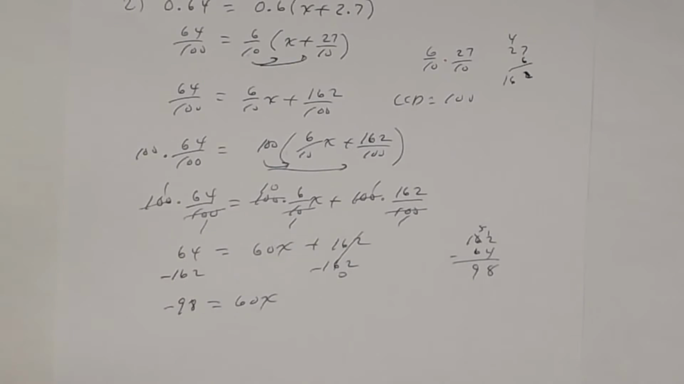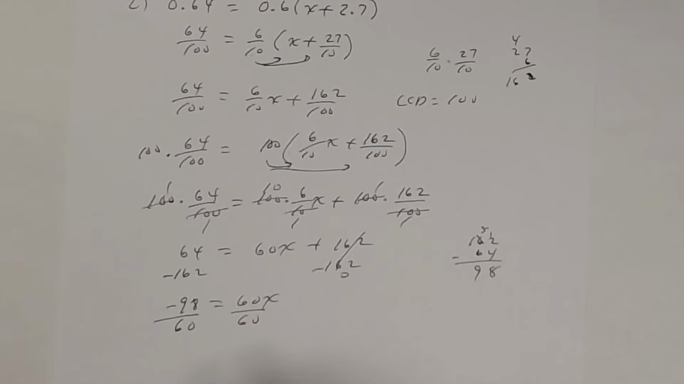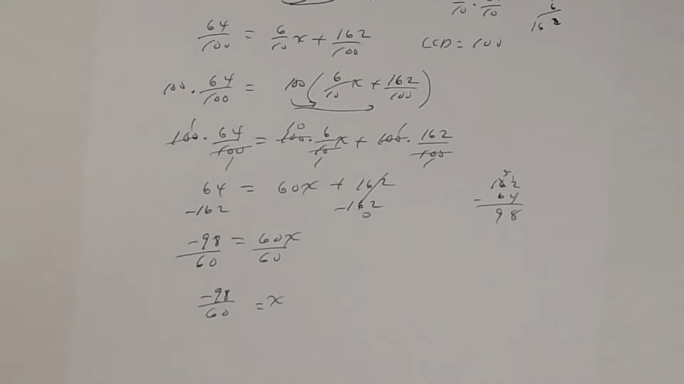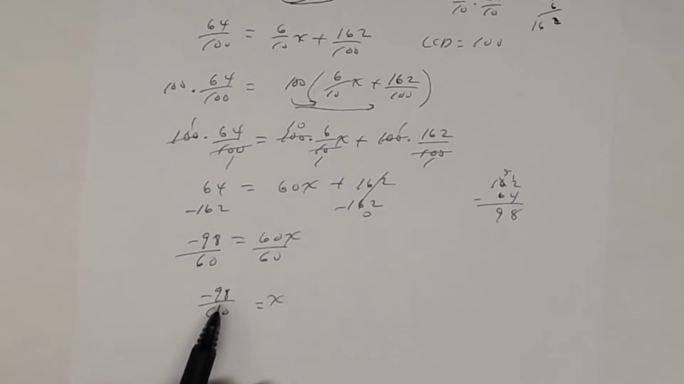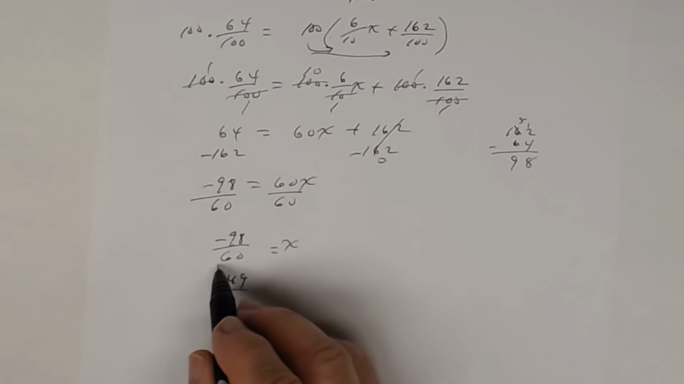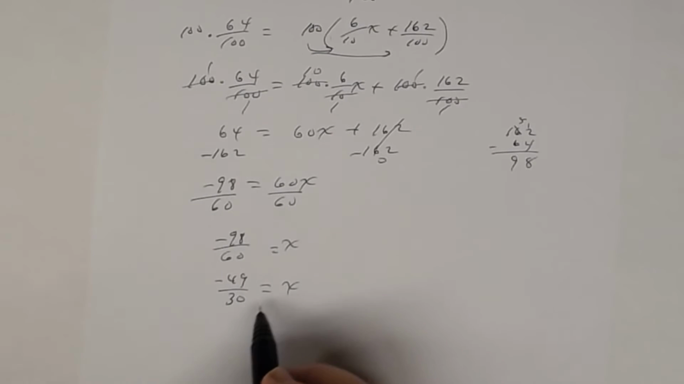And so now we're going to divide both sides by 60 to get x by itself. And when I do that, I get x equal negative 98 divided by 60, right? Now notice both of these numbers are even, so they're both divisible by 2. So negative 98 divided by 2 is a negative 49, so you need to reduce it if possible. And 60 divided by 2 is 30, right? And so there's the answer.